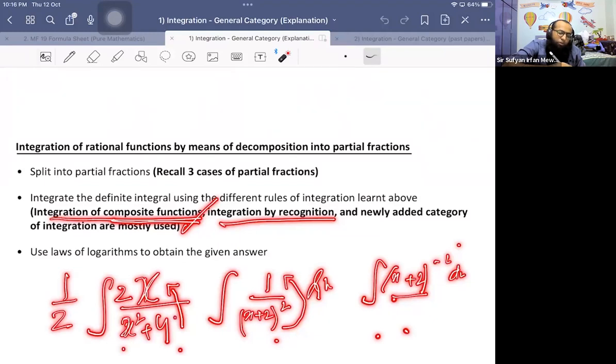So we take ln with the denominator. So it will become 1 upon 2 ln of x square plus 4. So integration by recognition is also used, and then the newly added category.